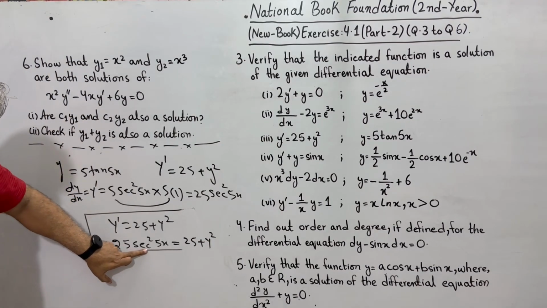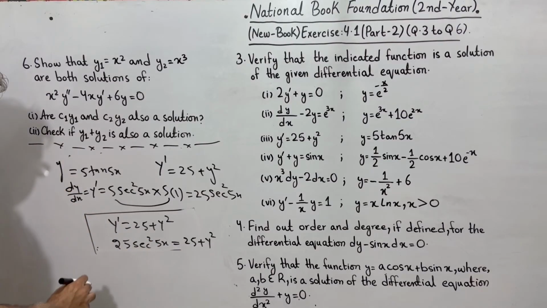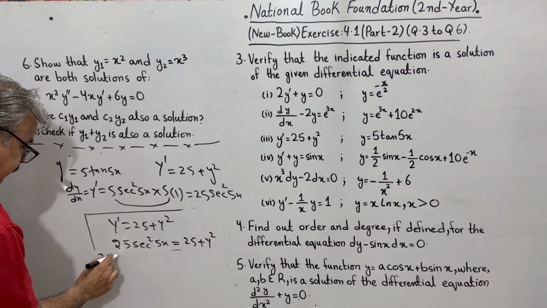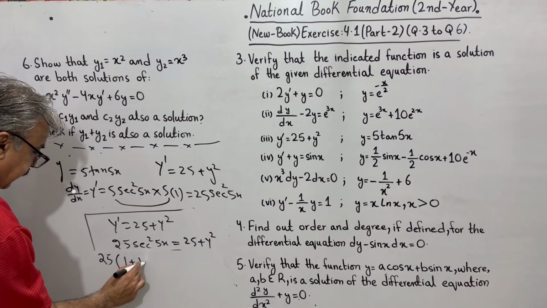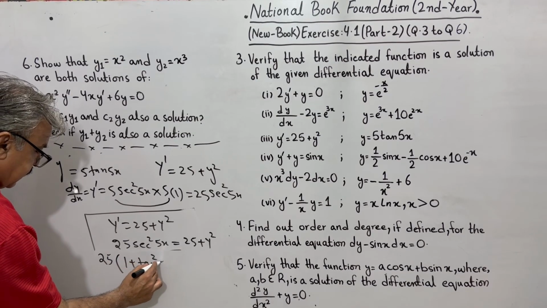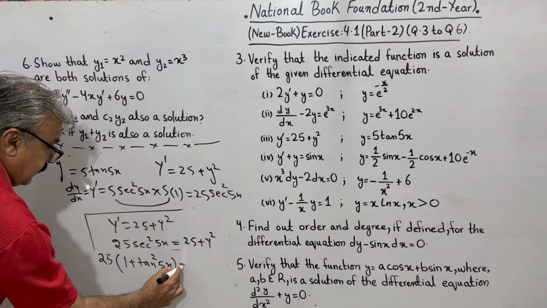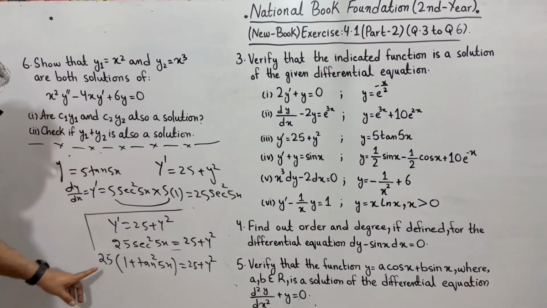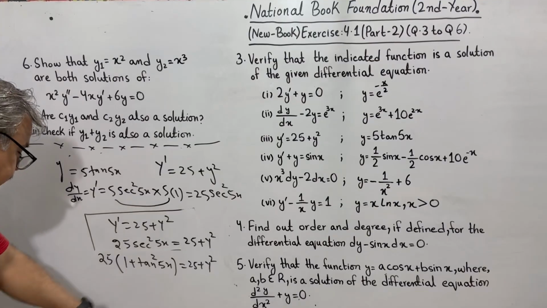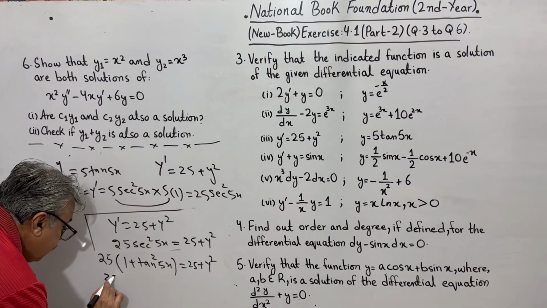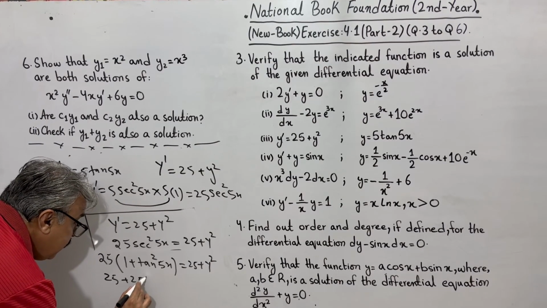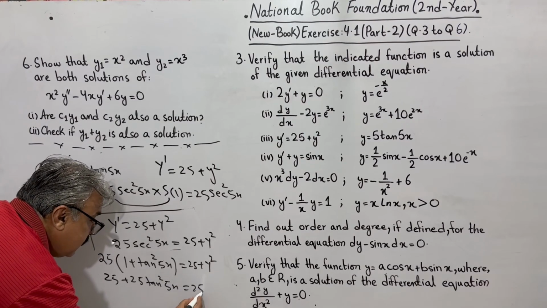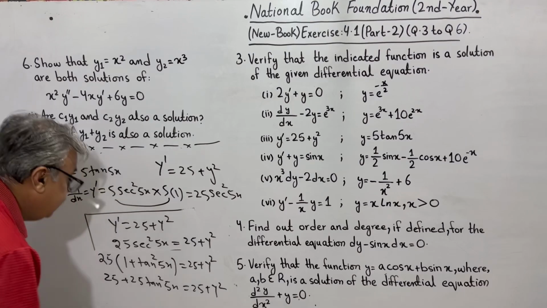I am continuing with the left hand side. 25, a simple identity from trigonometry: sec square is equal to 1 plus tan square, keeping the argument angle the same. It's equal to 25 plus y square, as we are required to prove. Multiply 25, it will become 25 times tan square 5x is equal to 25 plus y square.